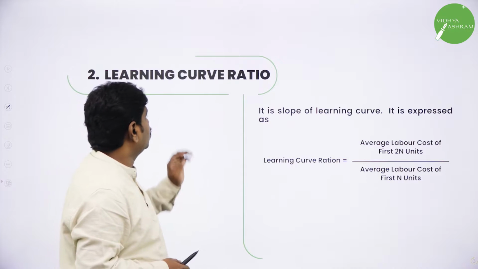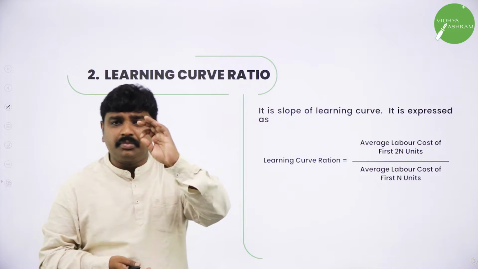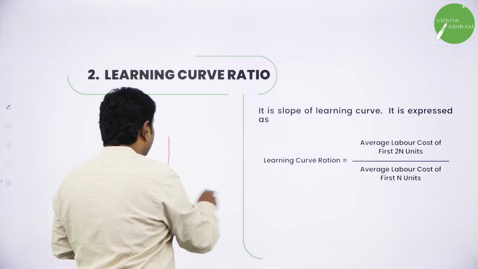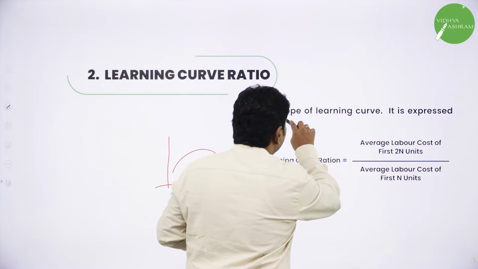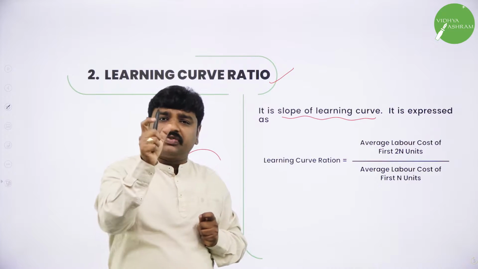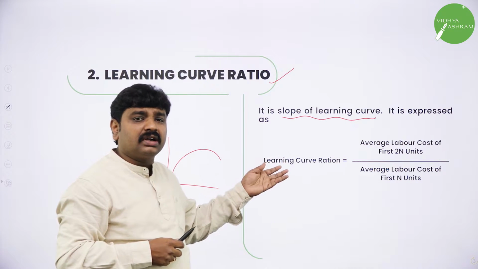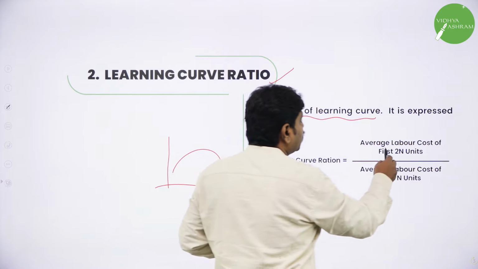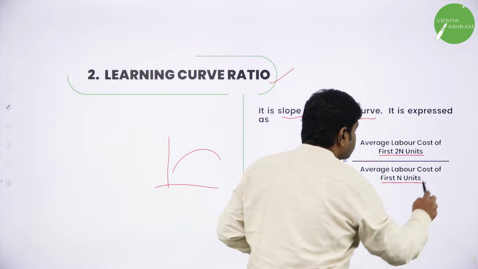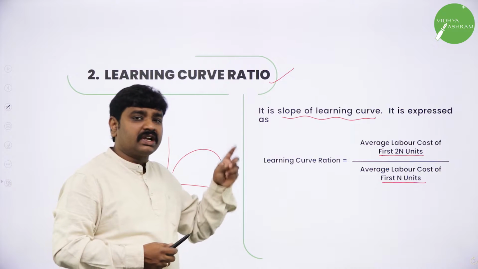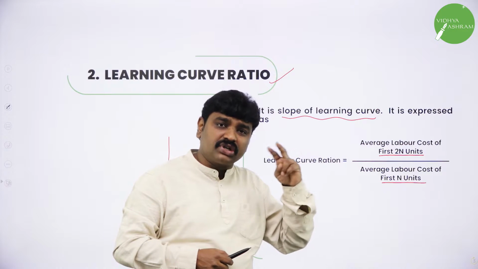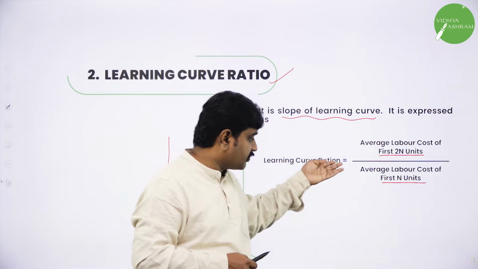Then we have another important topic, that is learning curve ratio. What is learning curve ratio? When you draw the learning curve, the slope of the learning curve is the learning curve ratio. And how to calculate? Slope means difference in y coordinate by difference in x coordinate. Here the y coordinate is the average labor hour or average labor cost. Learning curve ratio is the ratio of the average labor cost of the first 2n units produced to the average labor cost of the first n units produced.